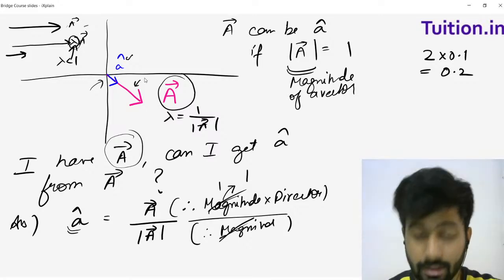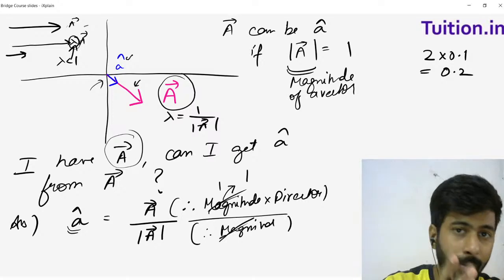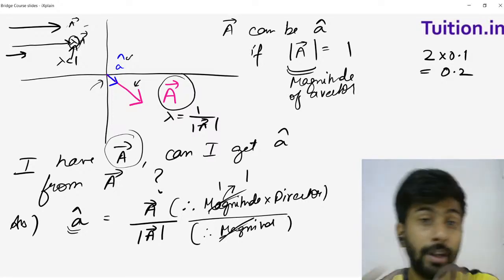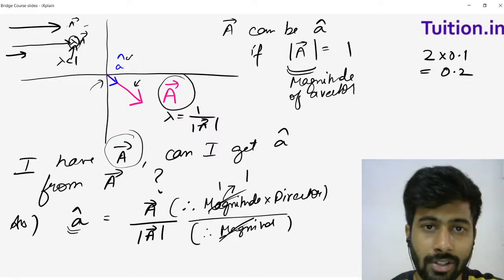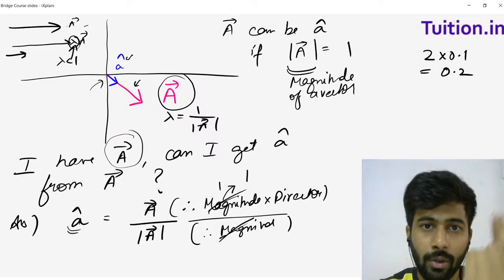So your takeaway is, if you have a unit vector, you can construct any vector in that given direction, and if you have a given vector, you can get the unit vector in that direction. You can do both things. If you have 1, you can get 2. If you have 2, you can get 1.